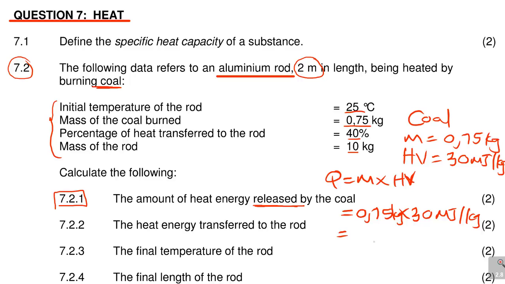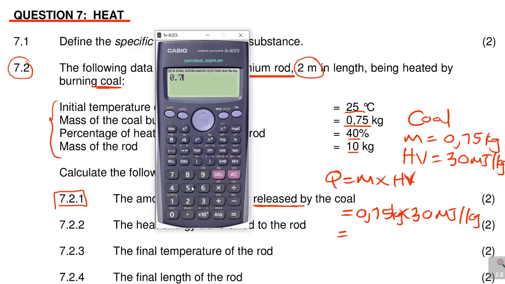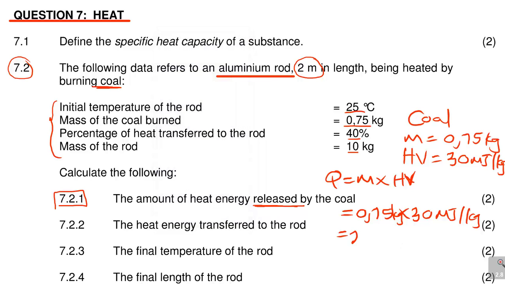And then if I do that, just to multiply, you don't need to put the units per se, but I'm including the units, because it's very important for you to know that you are dealing, in this case, with megajoules. So if I multiply 0.75 times 30, the answer that I'm getting is 22.5. Remember, the kilograms and the kilograms will cancel.